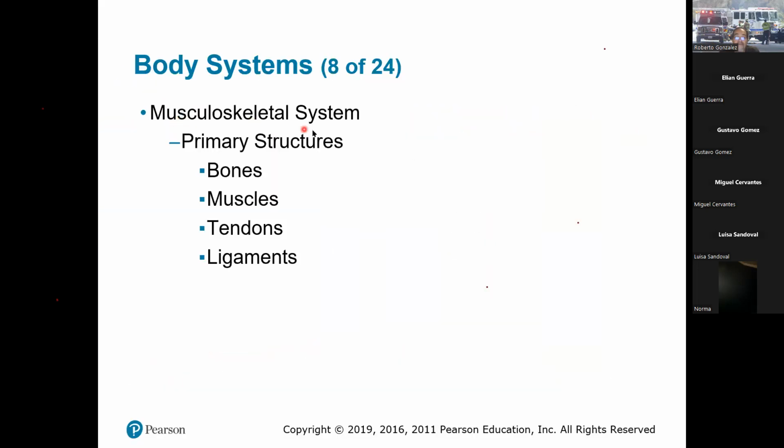Okay. The musculoskeletal system: the primary structures are bones, muscles, tendons, and ligaments. Now, bones themselves are ossified structures, are solid. The muscles themselves are attached.